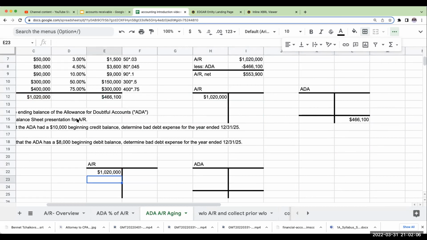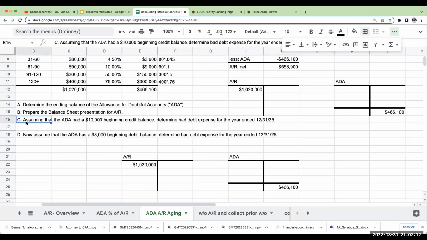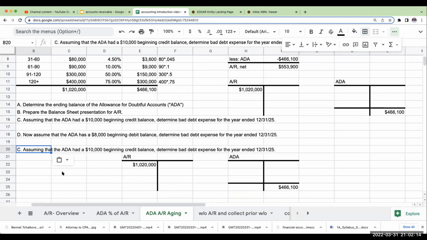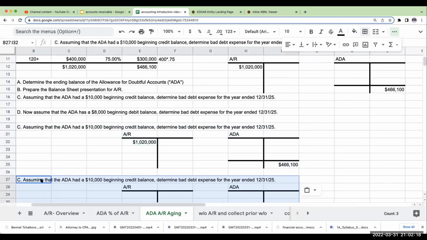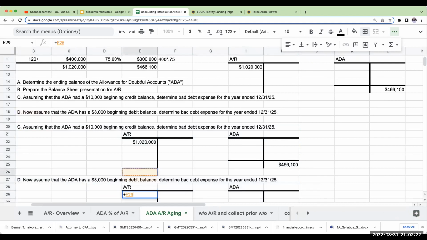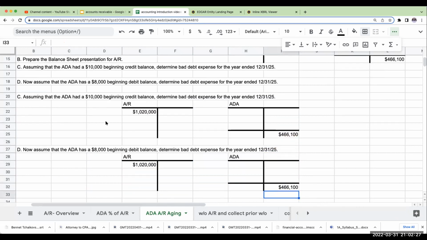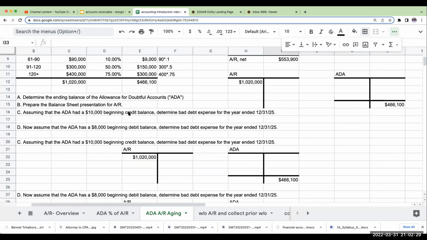My accounts receivable was $1,020,000. My allowance for doubtful accounts is $466,100. So assuming that the ADA had a $10,000 beginning credit balance, determine bad debt expense.